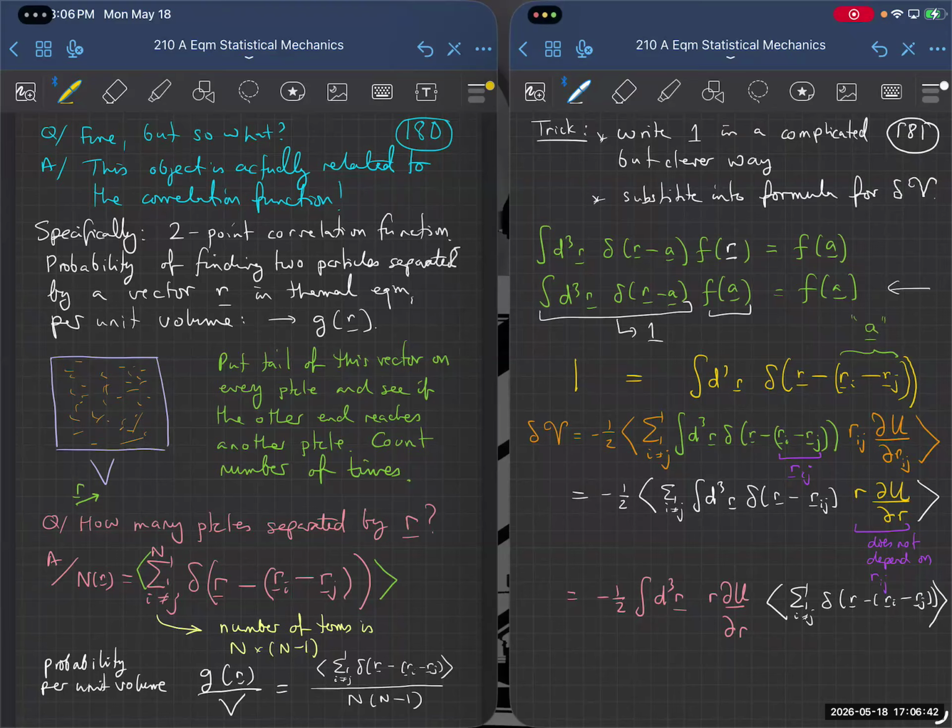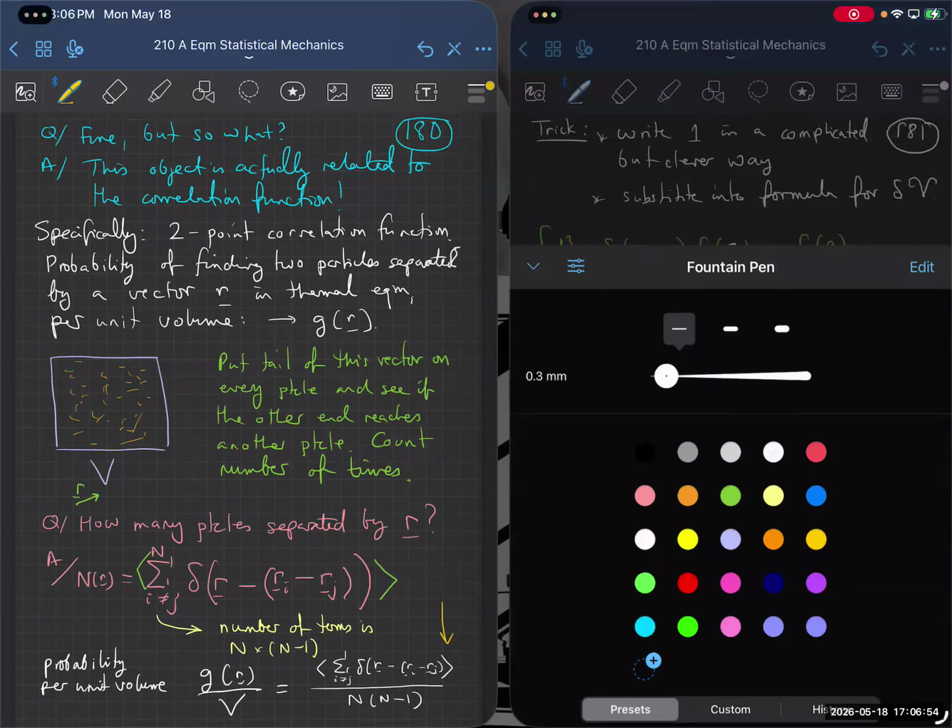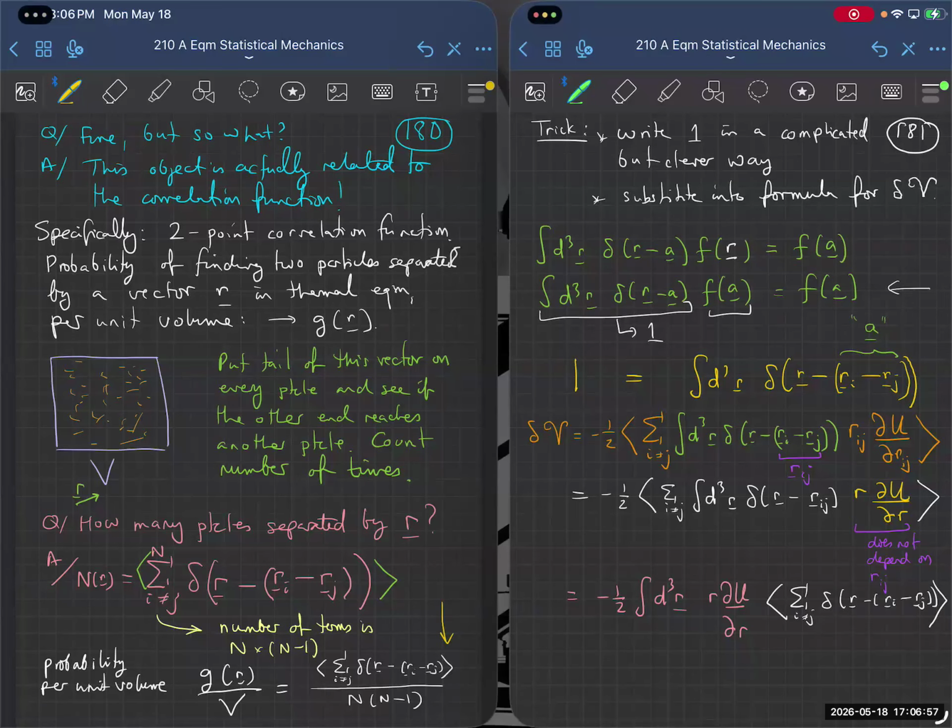And this object over here, you've seen before, because it's the same thing as what I have on the left-hand panel. That thing is the 2-point correlation function. So this delta V is now equal to minus n times n minus 1 over 2V times the integral d3r r du by dr times the 2-point correlation function, the pair distribution function. And that's it.